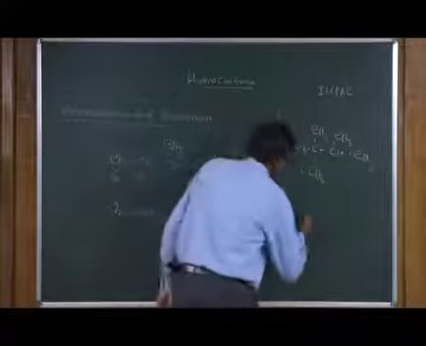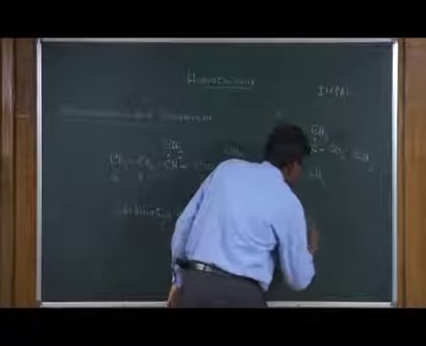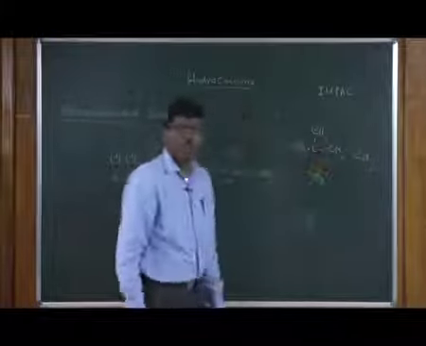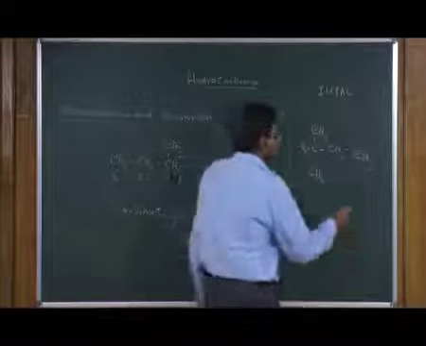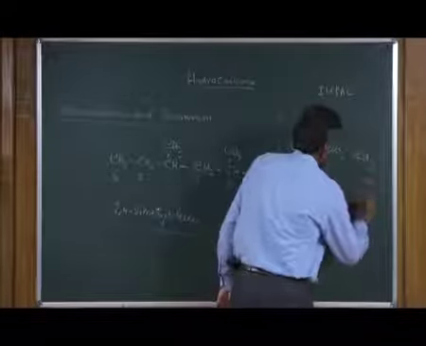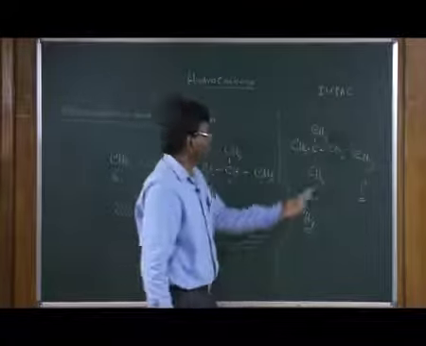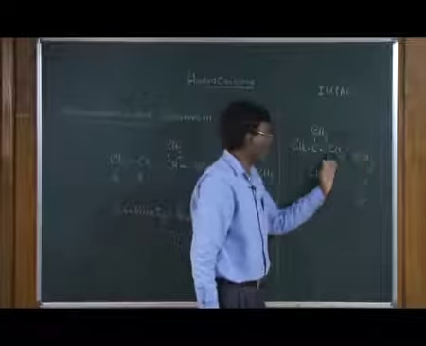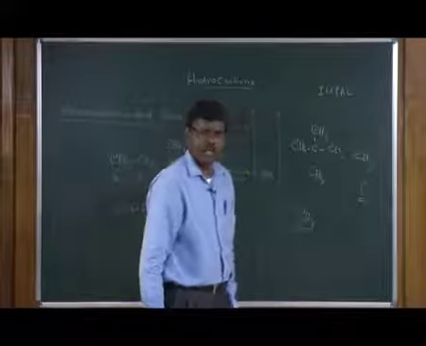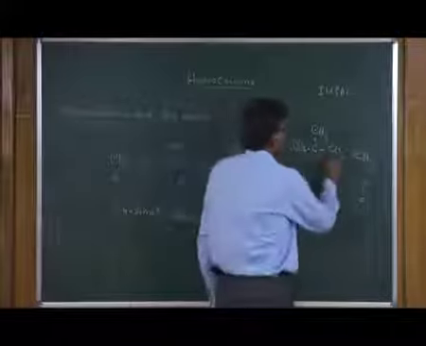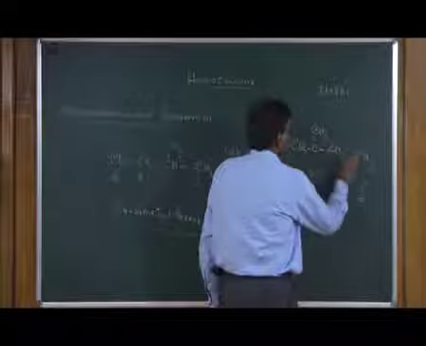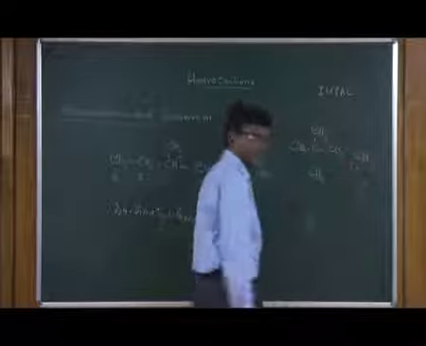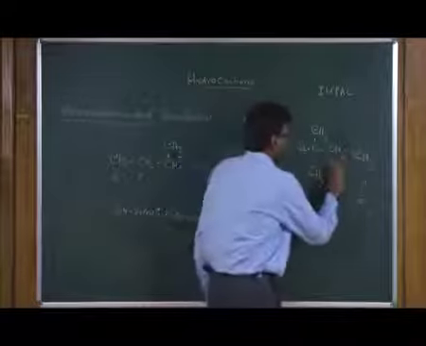Methane, or a carbon that is bonded with only one carbon, is called a primary carbon atom. Otherwise you can call it a terminal carbon. When the carbon is bonded with two carbon atoms, one being tertiary and another one primary, this is called a secondary carbon atom.